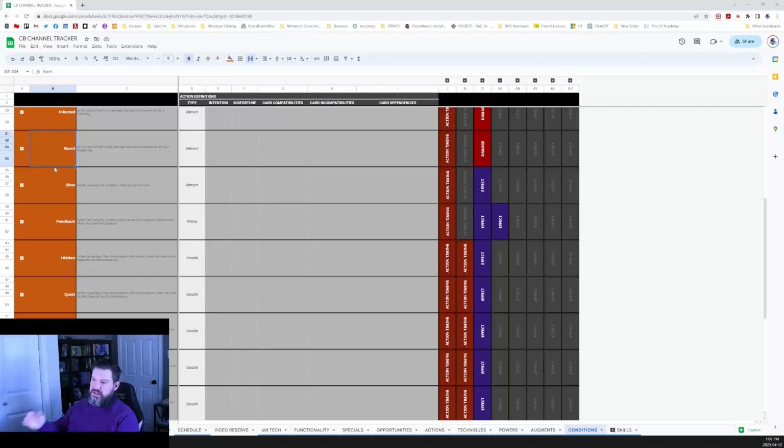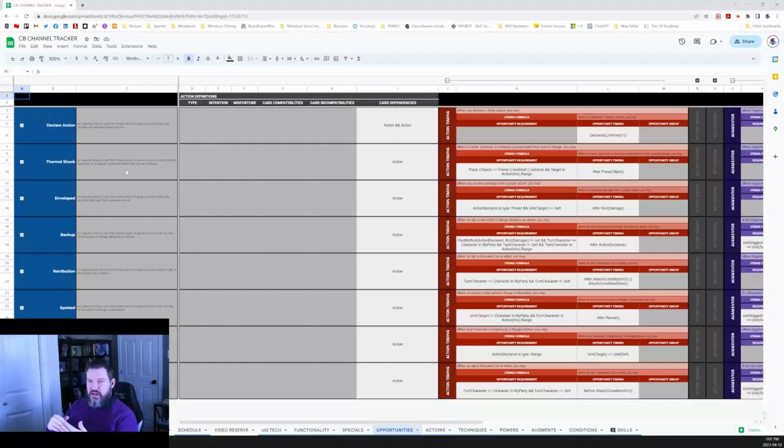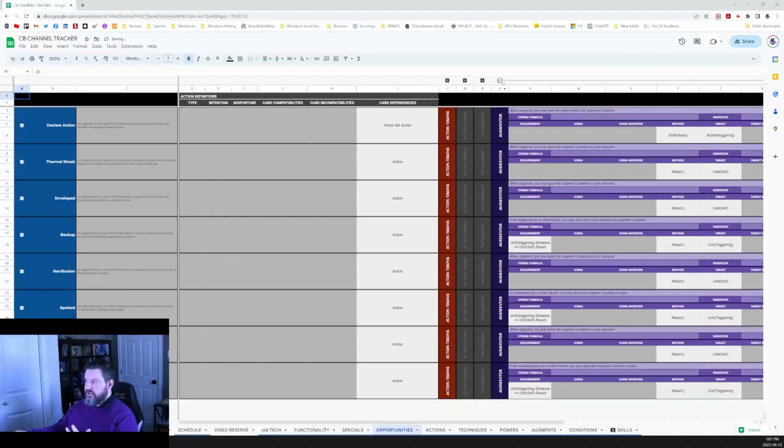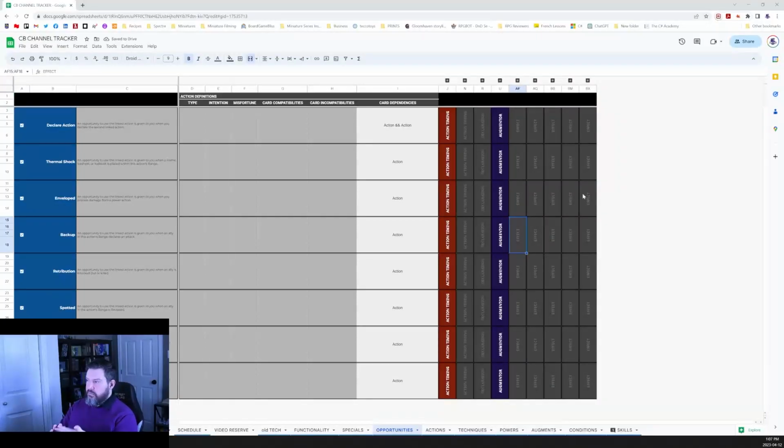The burning condition is something which is past, and so this is a condition card. There are also opportunity cards. Opportunity cards define when something happens, specifically the timing of an action. And in some cases, there is what's called an augmenter, which is something that ties into augments. So this is a fairly straightforward expression of the way that most actions are performed.